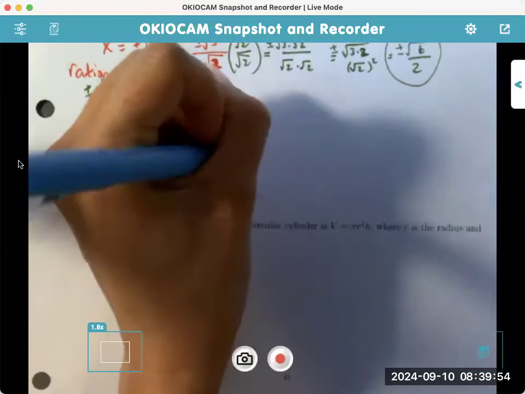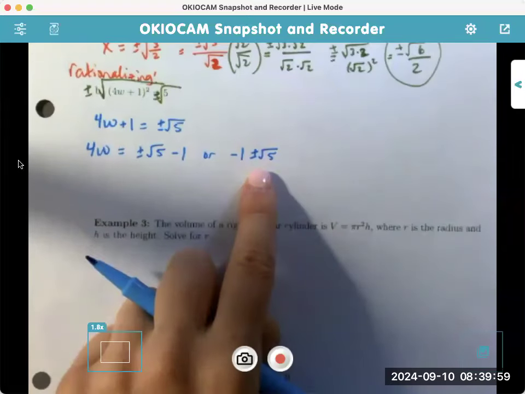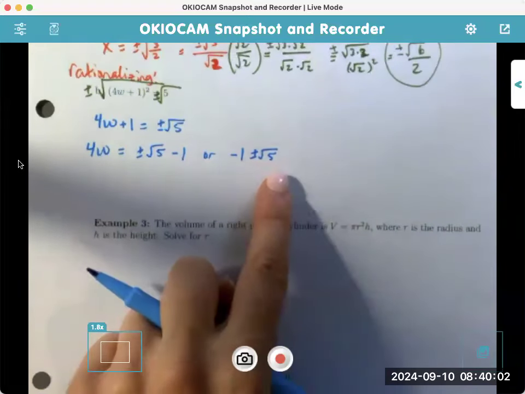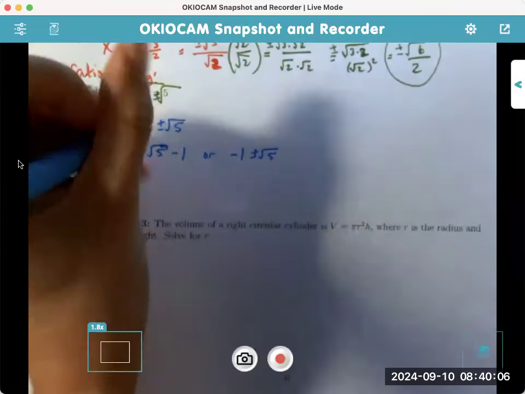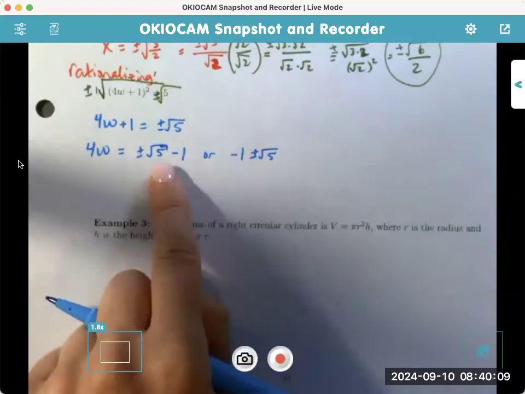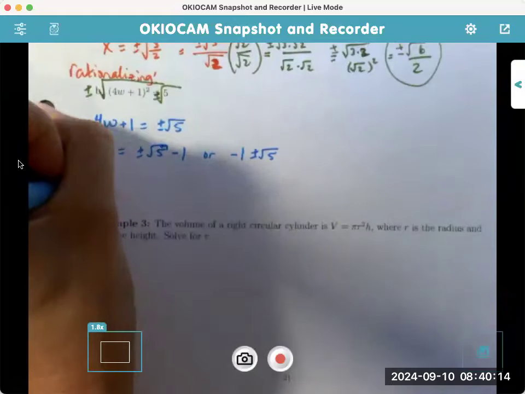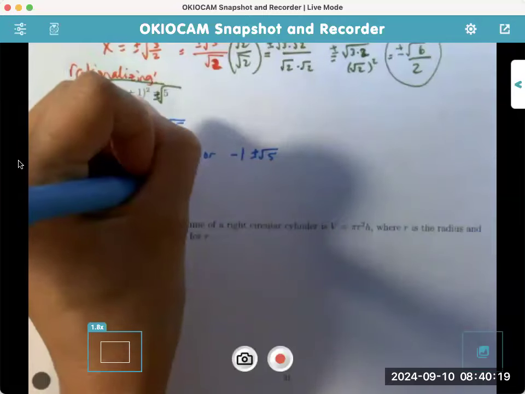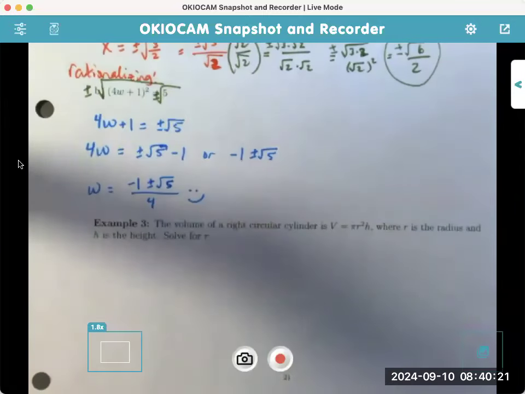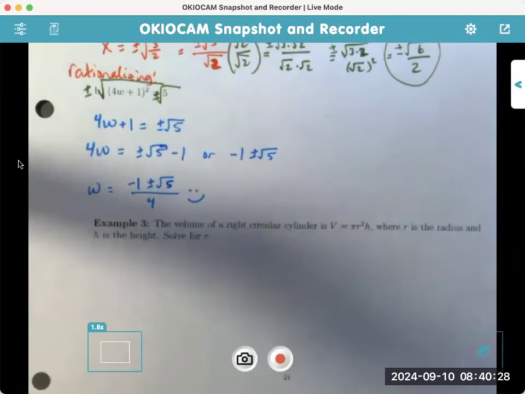Or realistically, we like -1 plus or minus root 5. We like that plus or minus to be second, but it really doesn't matter, just as long as we know that the root is only over the 5, okay? So if you write it like this, just make sure that it's crystal clear the root is only over the 5. And last but not least, divide by 4. So w is equal to -1 plus or minus root 5 over 4, and that's it. Perfect. And we cannot simplify because 4 doesn't go into 1, and there's an invisible 1 right there.